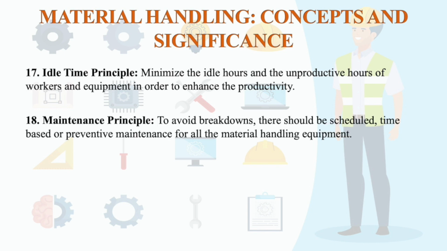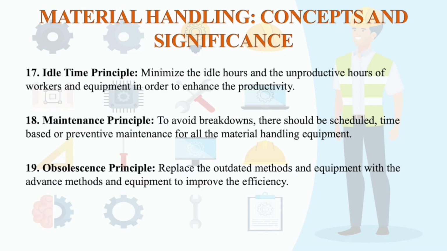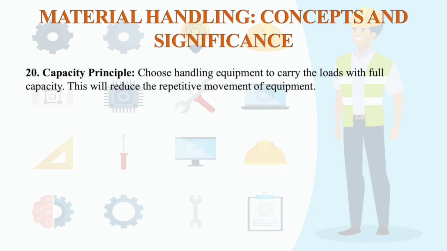Maintenance principle: to avoid breakdowns, there should be scheduled or preventive maintenance for all the material handling equipment. Obsolescence principle: replace the outdated methods and equipment with advanced methods and equipment to improve the efficiency. Capacity principle: choose handling equipment to carry the loads at full capacity. This will reduce the repetitive movement of equipment.